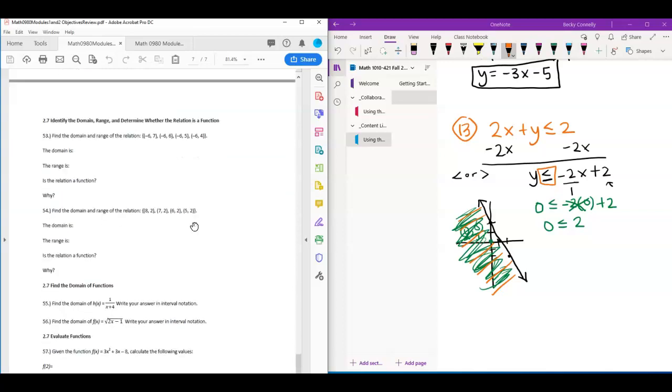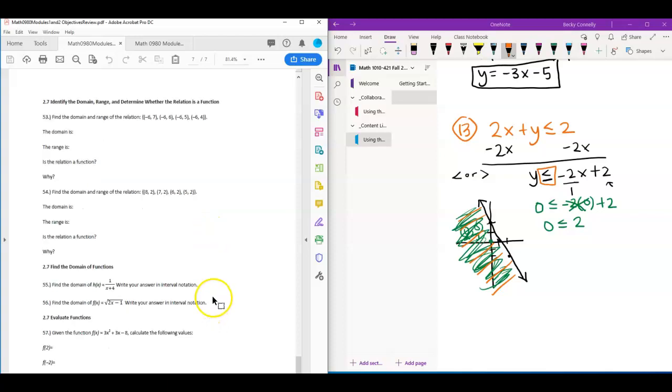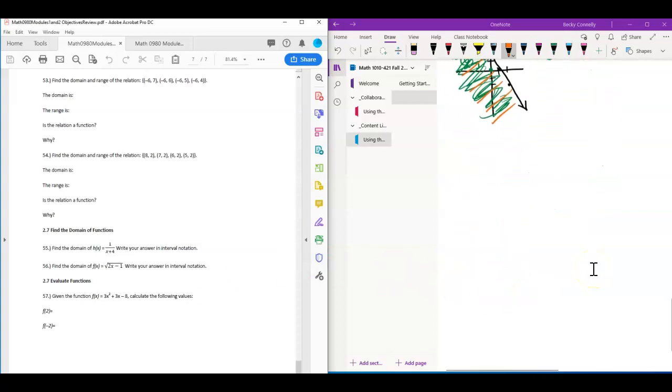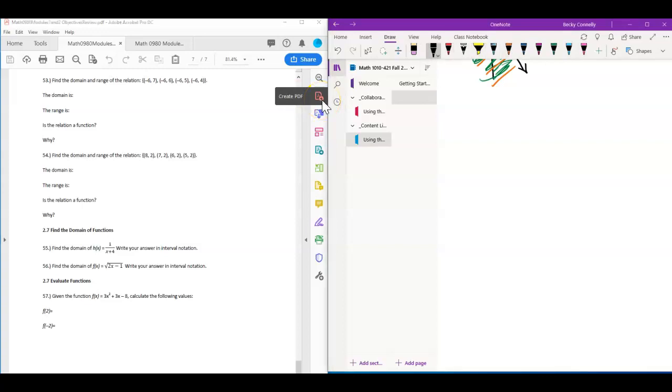Okay, so number 55 is talking about domain, and this is a good one to talk about. So when we're talking about domain, we're trying to figure out which x values will work for the function that is given. All right, so the function that's given for us this time is f of x equals 1 over x plus 4.